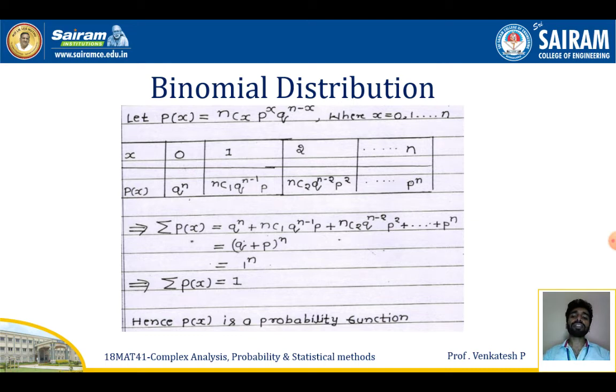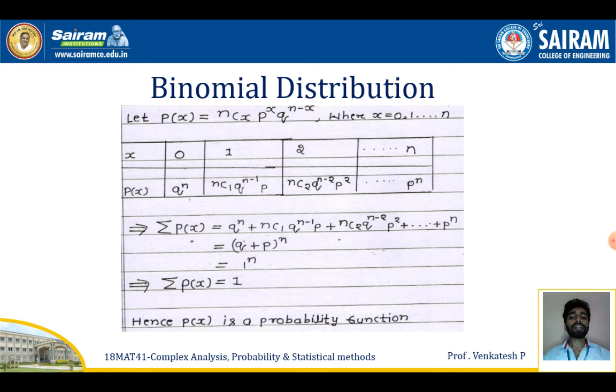If I replace x is equal to 0 in P of x, my answer will be q power n. If I replace x is equal to 1, I will get nC1 p q power n minus 1. If I replace x is equal to 2, I will get nC2 q power n minus 2 p square, and so on. Finally, if I replace x is equal to n, my solution will be p power n. To satisfy the probability density function, I am going to sum the entire P of x values. If I sum the P of x values, I get the equation q power n plus nC1 q power n minus 1 p plus nC2 q power n minus 2 p square plus etcetera plus p power n.